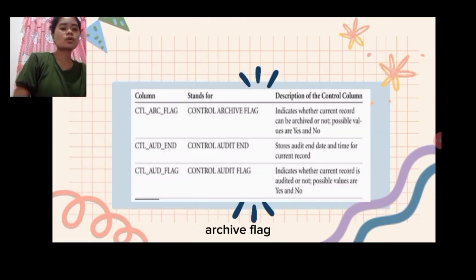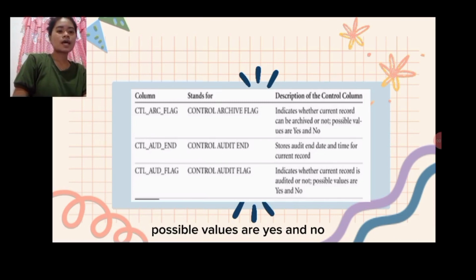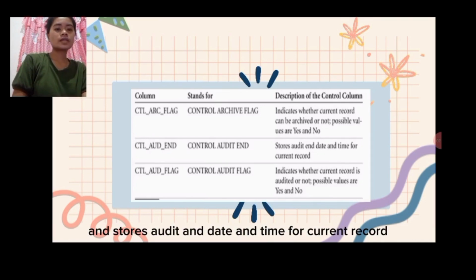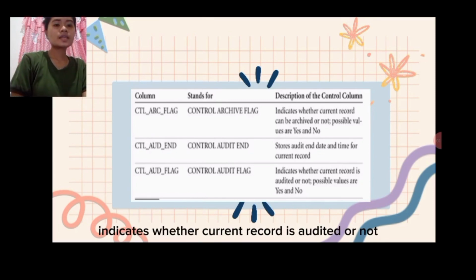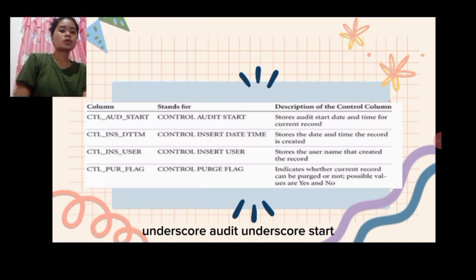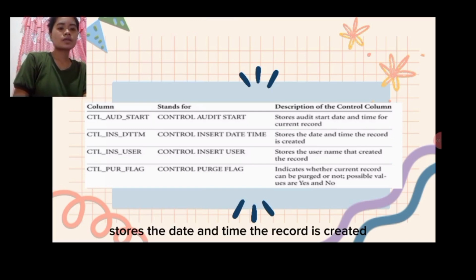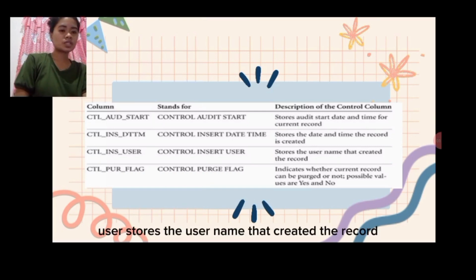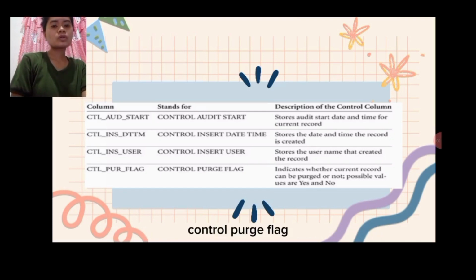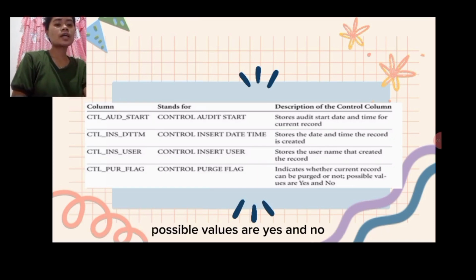Next is control_archive_flag, which indicates whether the current record can be archived or not. Possible values are yes and no. Control_audit_end stores the audit end date and time for the current record. Control_audit_flag indicates whether the current record is audited or not. Next is control_audit_start, which stores the audit start date and time for the current record. Control_insert_datetime stores the date and time the record is created. Control_insert_user stores the username that created the record. Control_purge_flag indicates whether the current record can be purged or not. Possible values are yes and no.